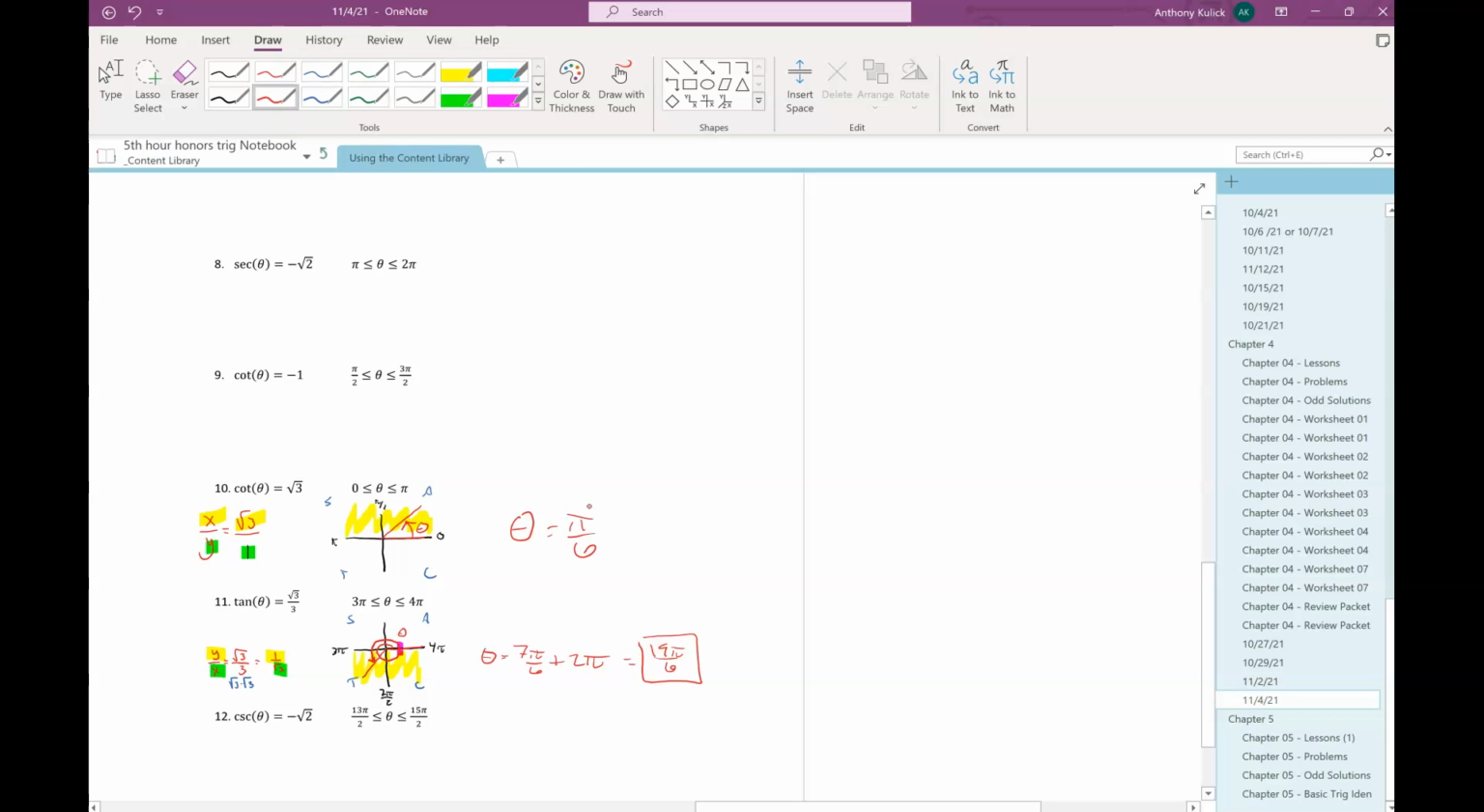Okay. So pi over 6. If it went over a full time again, then it would be like 13 pi over 6. Yeah. Okay. So you're just adding 2 pi. And then if it went the other way, then subtract. Yeah.